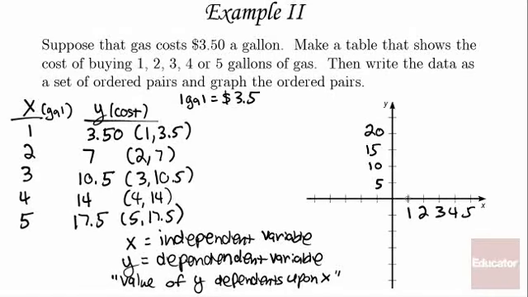My first value is 1, 3.5. So X is 1, Y is right about here, 3.5. My second coordinate pair is 2 and 7. So 2 gallons of gas and then $7 right about here. My third value, 3 and then 10.50, so a little bit above 10. 4 is going to be at $14, so just below 15. And then 5 is going to be 17.5, so right about there.